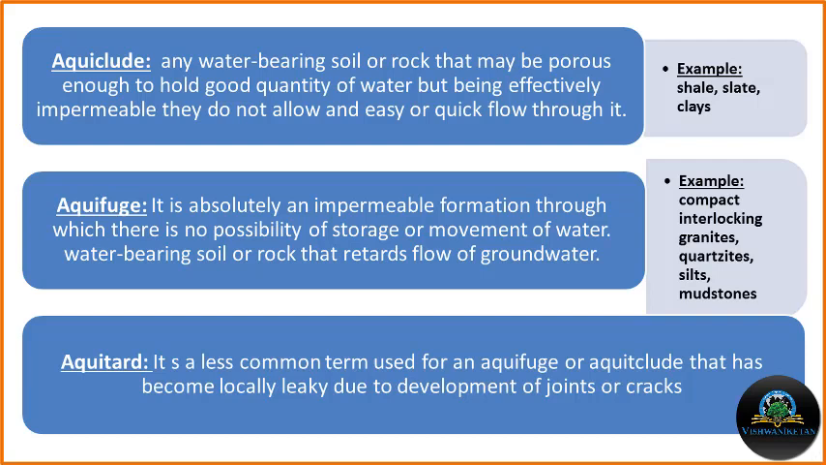Sometimes we may use a term, that is aquitard. It is a less common term used for an aquifuge that has become locally leaky due to the development of joints and cracks. If an aquifuge which is impermeable, not porous, has a little bit of permeability or porosity because of the cracks and joints, this may be termed an aquitard.